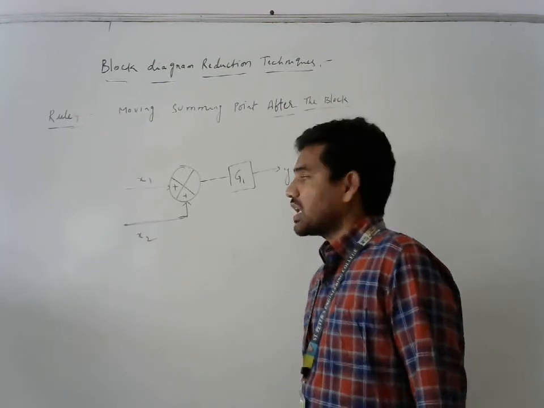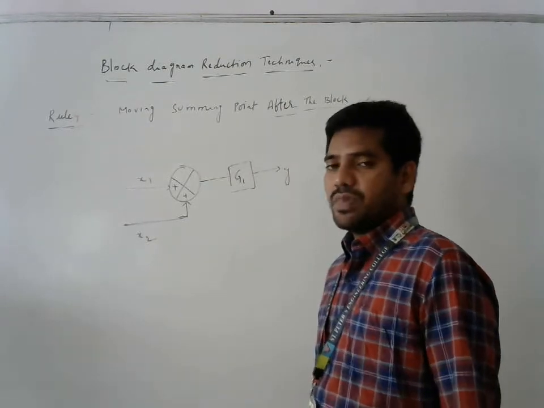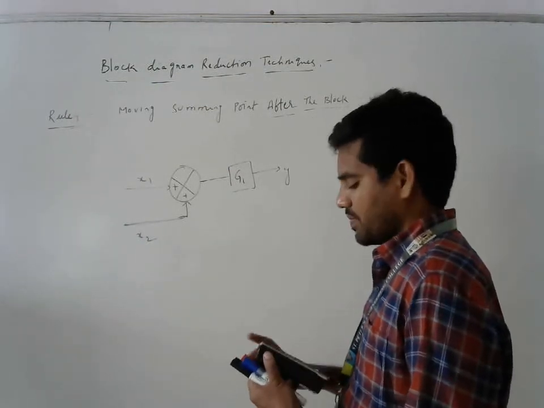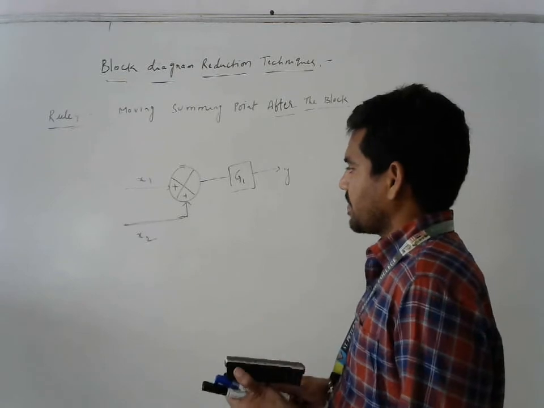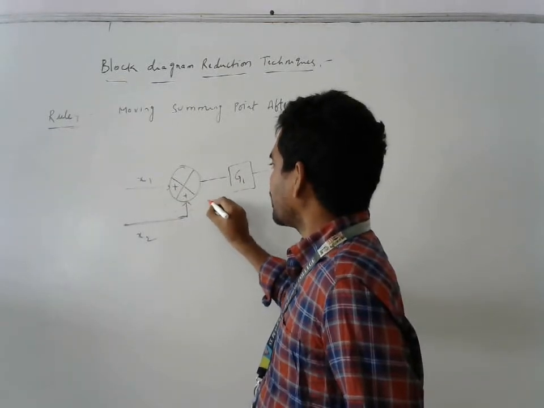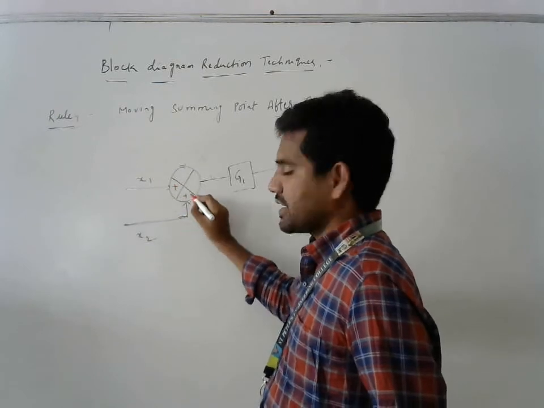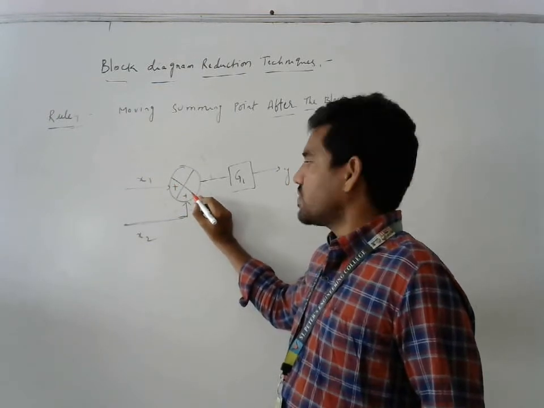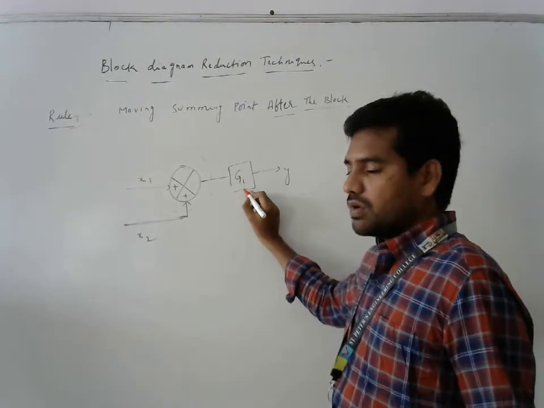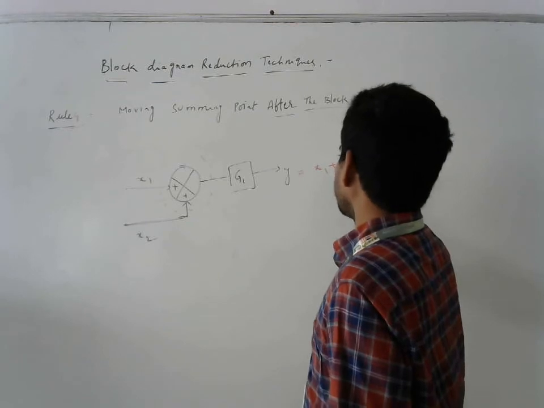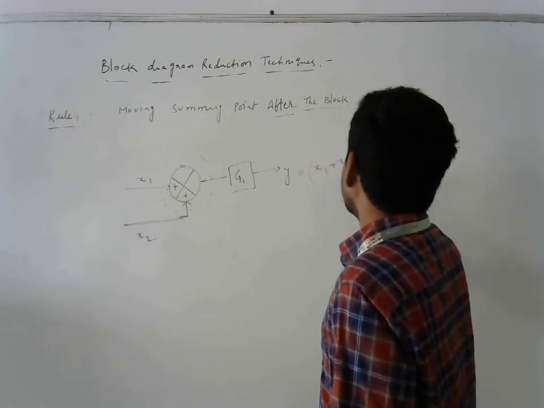Now what is the total output of this particular system or block diagram? At the summing point, how many signals are we getting? The inputs x1 and x2, both positive, so we are going to add the two, x1 plus x2, into G1. Y is equal to x1 plus x2 into G1.